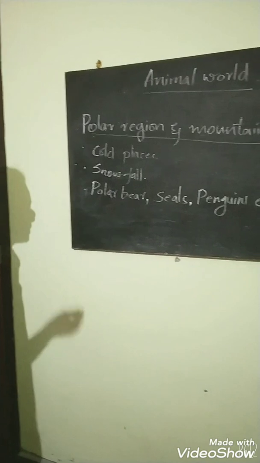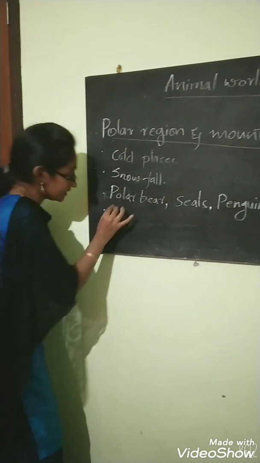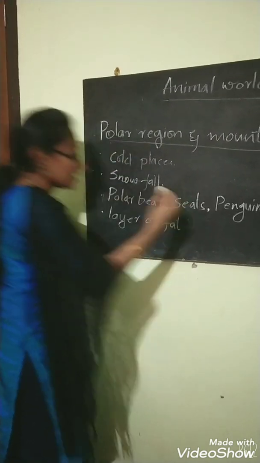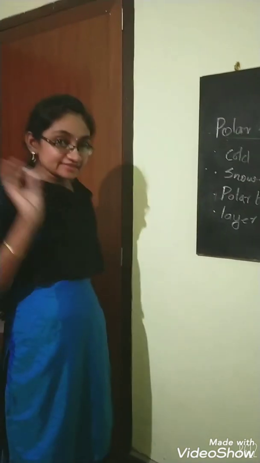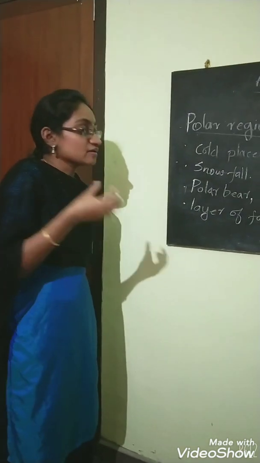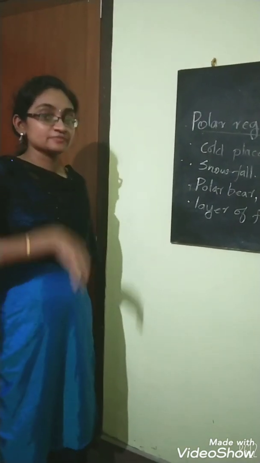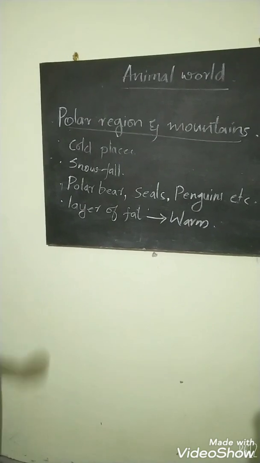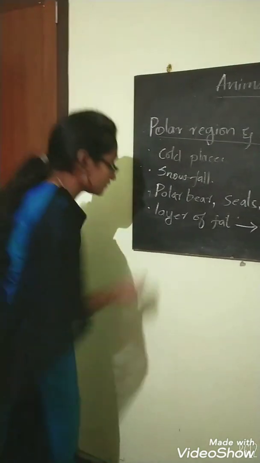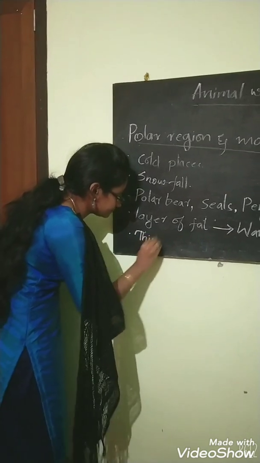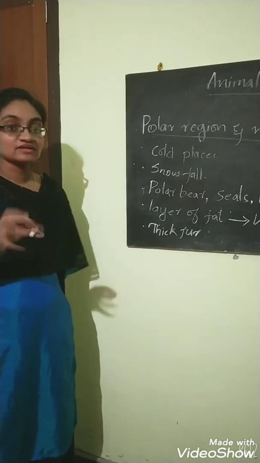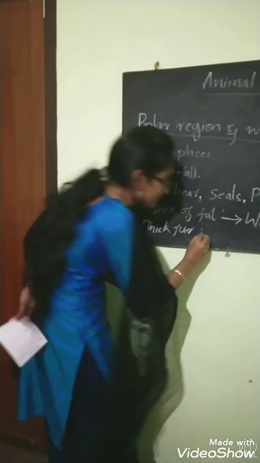These animals may have a thick layer of fat under their skin. This helps them reduce heat loss from their body and that keeps them warm. Some of the animals have thick fur. And some of the birds have thick or dense feathers.